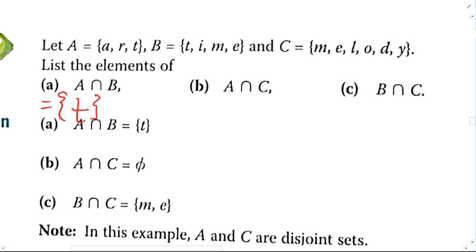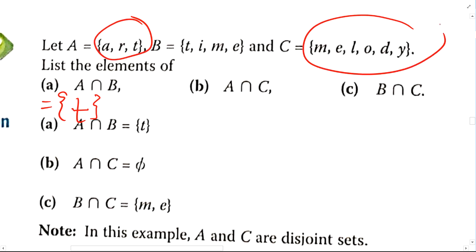Okay, what about A intersect C? A and C. What do we have? Is that A? No. R? T? None of them are common, right? So I've got an empty set. What is this set called? Empty set. What is another name for this empty set? Remember this one? Starts with N. N-U-L-L. Null.